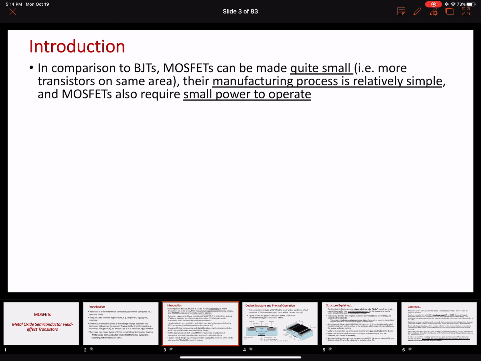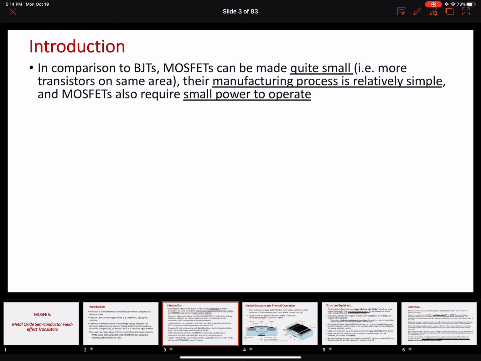And over the course of these subsequent lectures, these things will become clearer to you, on why MOSFETs are better than BJTs in certain respects, while in certain respects BJTs are better, or in certain applications, if you will.